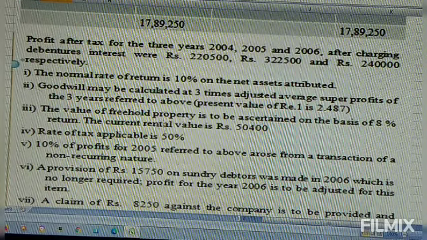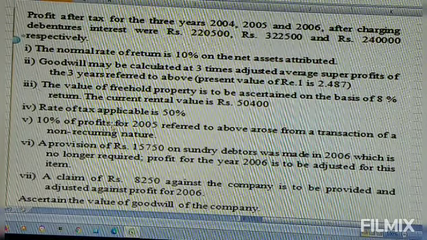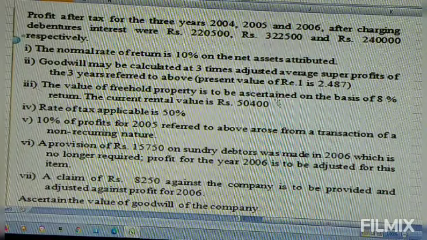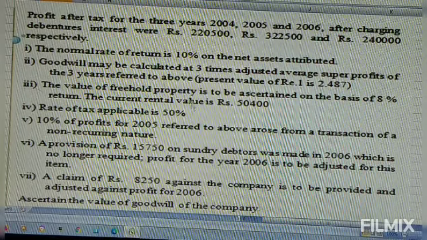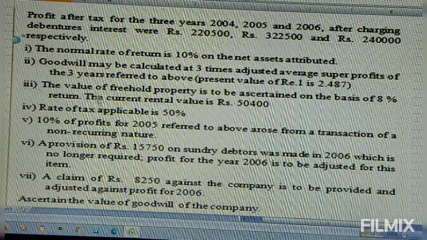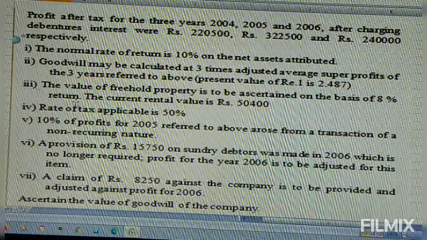2,487 rupees. Okay, let's see. Then the third one is the value of freehold. The value of freehold property is to be ascertained on the basis of 8% return. The current rental value is 50,400. So with 8% return, on the rental value you have to find out the value.